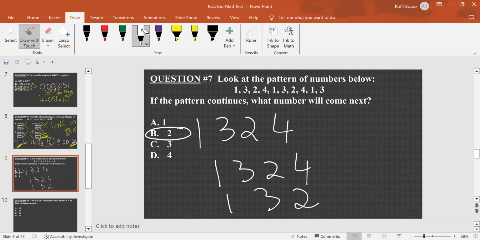Yeah, so here they just want one number. But if they want to continue again after 2, it's going to be 4. But because we just want one number, that's why the answer here had to be B, which is 2.